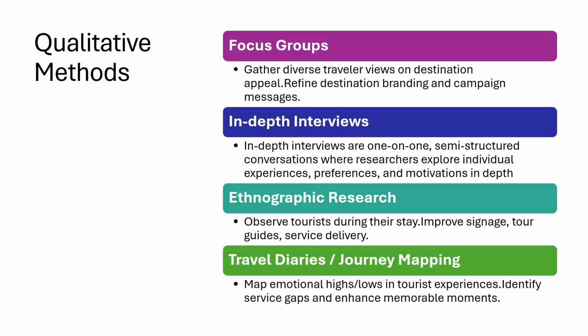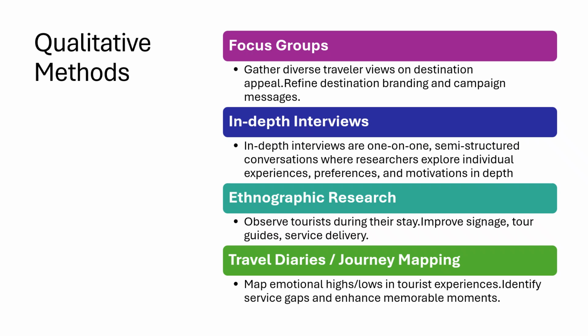So like I mentioned earlier, we have two categories of methods. That is qualitative methods, which is basically understanding meanings, emotion, subjective experiences behind tourist behavior. And I have four methods there: focus group, in-depth interview, ethnographic research, and travel diaries or journey mapping.